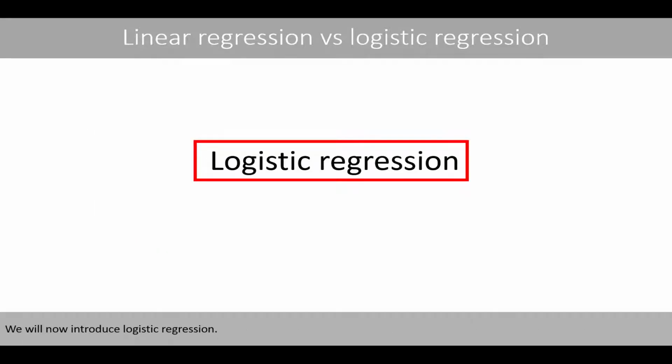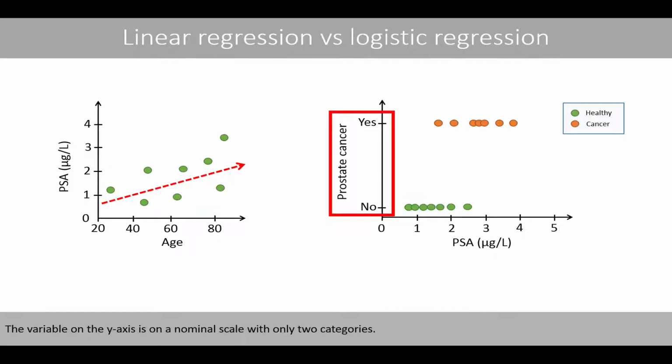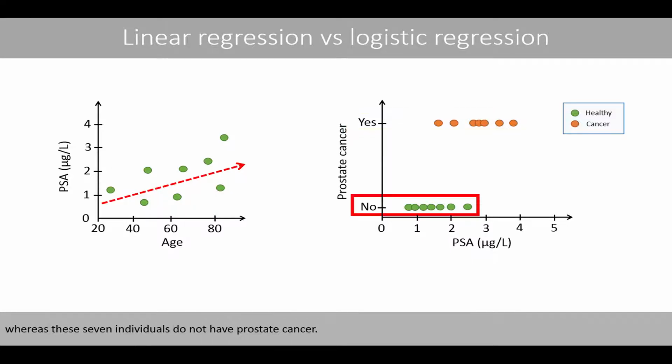We'll now introduce logistic regression. Suppose we have the following data. Note that this is just fictive data where the values have been selected for the purpose of this video. The variable on the y-axis is on a nominal scale with only 2 categories. The variable on the y-axis represents if someone has prostate cancer or not. For example, these 7 individuals have prostate cancer, whereas these 7 individuals do not have prostate cancer.